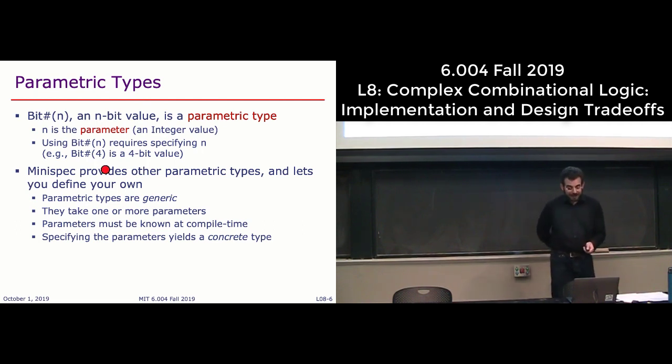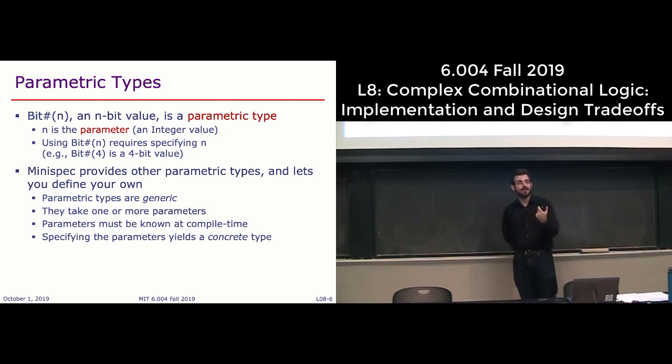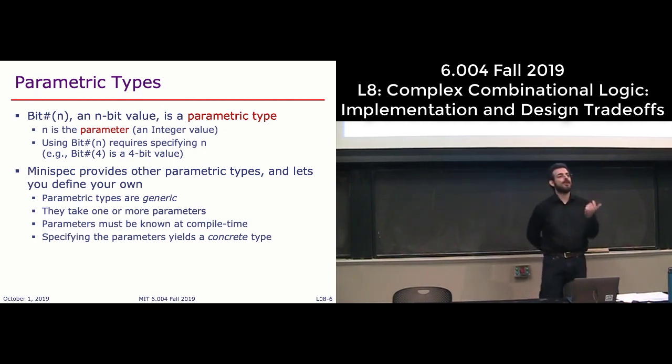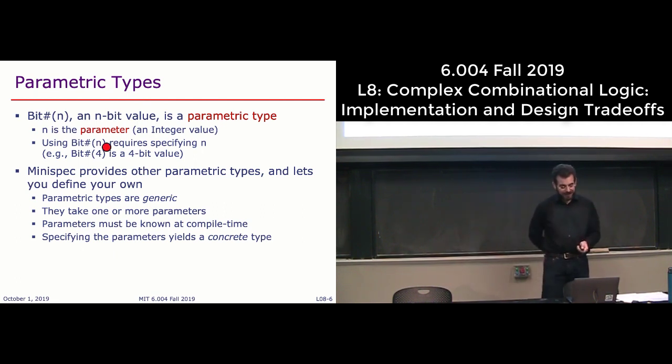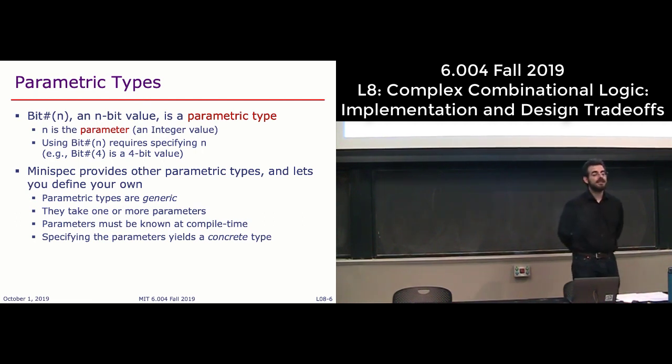You cannot have this n be a variable that's unknown until you actually evaluate or run the program. It's not a program, right? You can't just run this. This is producing hardware. So this n needs to be known to be a particular value by the compiler to generate a circuit.